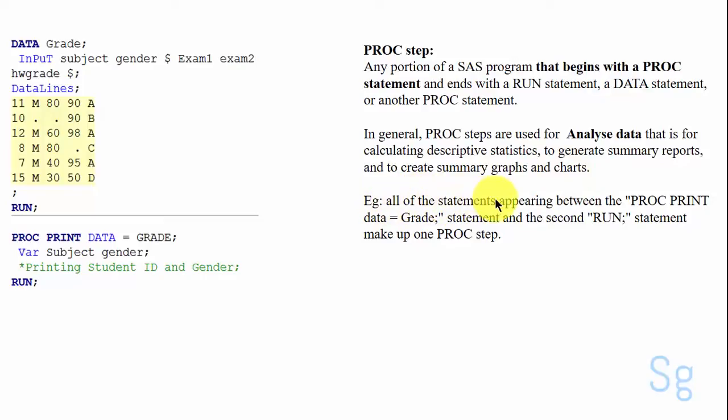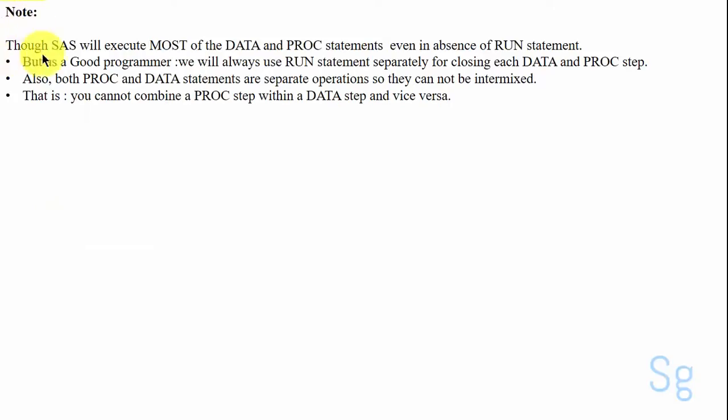Example: all of the statements appearing between the proc print data equal to grade statement and the second run statement make up one proc step. Note: though SAS will execute most of the data and proc statements even in the absence of a run statement, as a good programmer, we will always use run statements separately for closing each data and proc step.